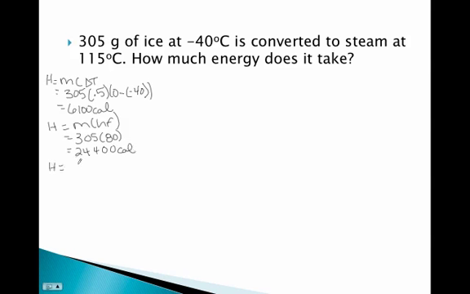Next step, I'm going to raise the temperature 100 degrees to get up to the point where I'm ready to switch into steam. So I'm going to take my mass times my specific heat of water times the change in temperature. My mass here is 305 grams. My C is my specific heat. Specific heat for water is 1, and I'm going to multiply it by my change in temperature. So that's going to be 100 minus 0, which is 100. And I'm going to get 30,500 calories.